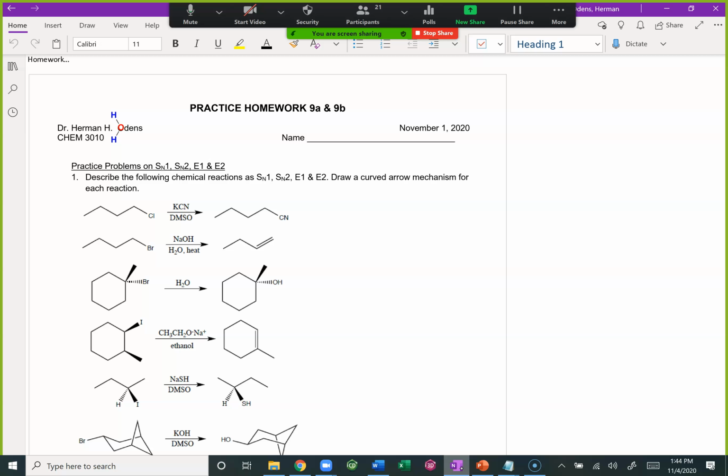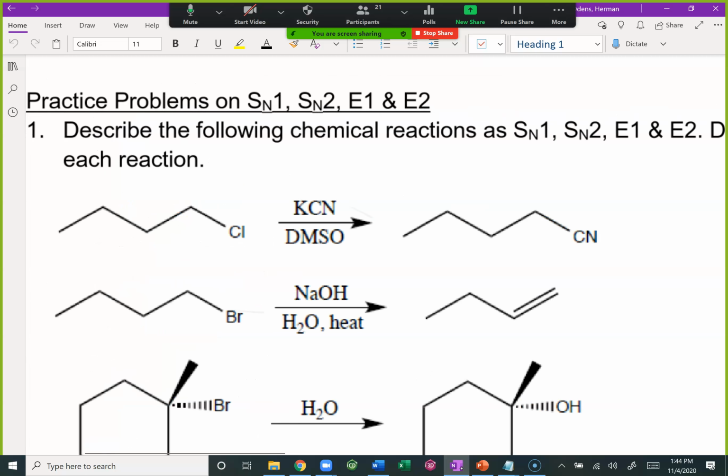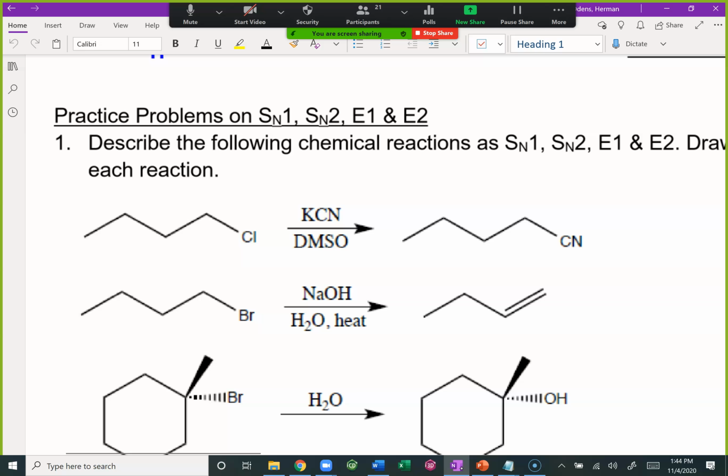And now let's do the practice homework. Question number 1 says describe the following chemical reaction as SN1, SN2, E1, or E2. Draw a curved arrow mechanism for each reaction. All right, so here I have potassium cyanide. This thing is a poison.